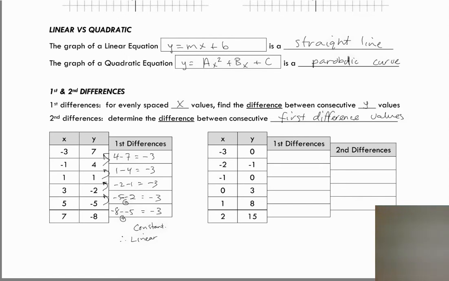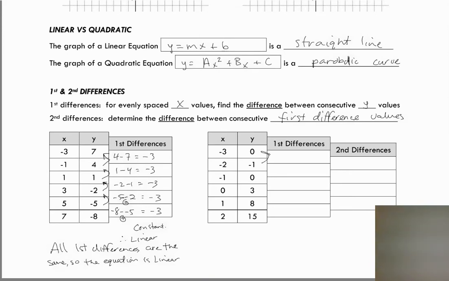Let's obviously do an example where we're going to see, let's just say, make a point here. All first differences are the same, so the equation is linear. All right, let's try this next one.